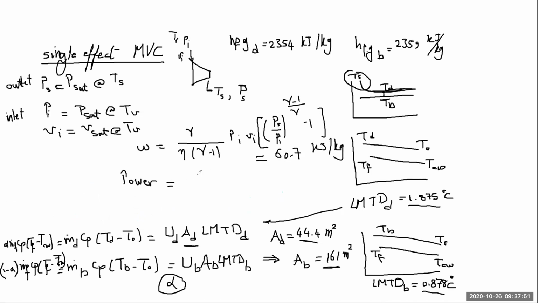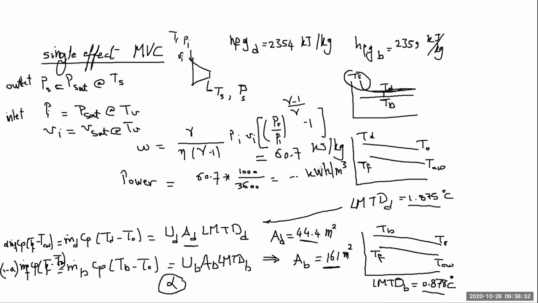Can be given as this value, which is 60.7. We're going to multiply this by 1000 and divide it by 3600 so that it can be expressed in terms of kilowatt hour per cubic meter. The 1000 is the density, so that we convert from mass base to volume base. And the 3600 is to convert from per second to per hour.